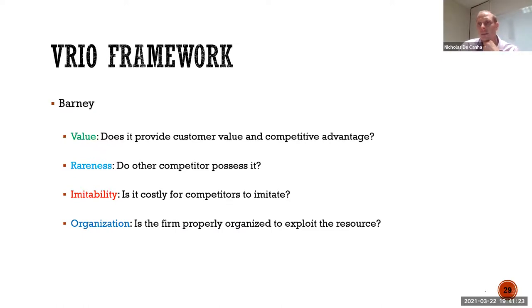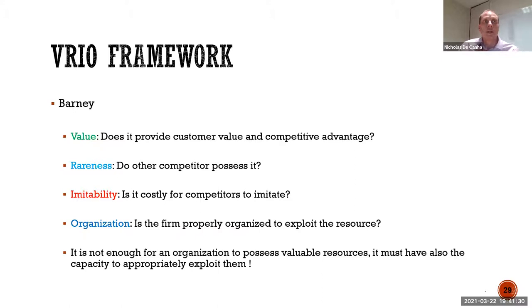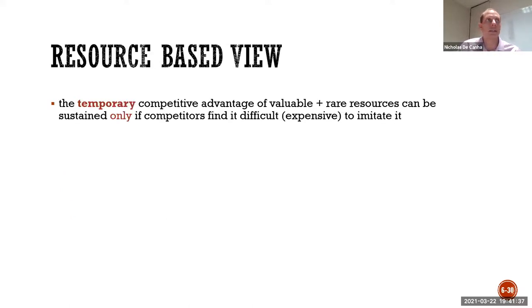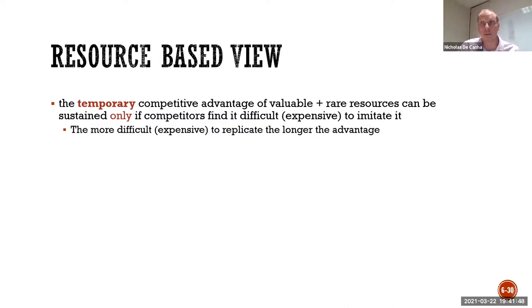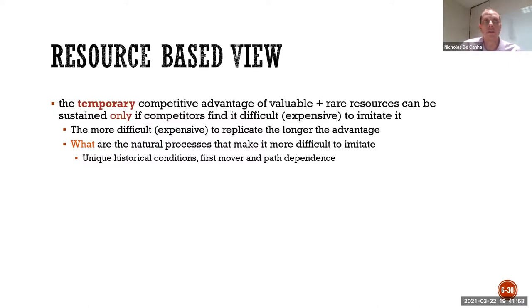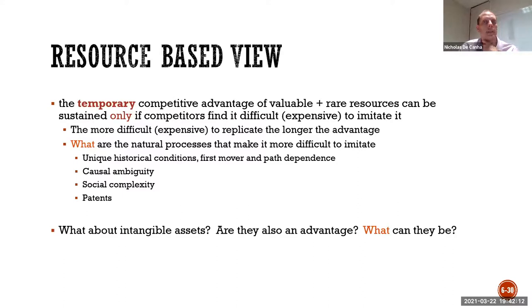This organization concept is important because it asks, can you actually extract value from it? It's not enough to just have these resources. They need to be rare, they need to be difficult to imitate, and you need to be organized. So the temporary advantage of valuable and rare resources is sustained only if it's difficult to imitate. The more difficult, the longer your advantage. The natural processes are things like unique historical conditions, first mover and path advantage, causal ambiguity, social complexity, and things like patents. So this is identical; this model is kind of the same thing.